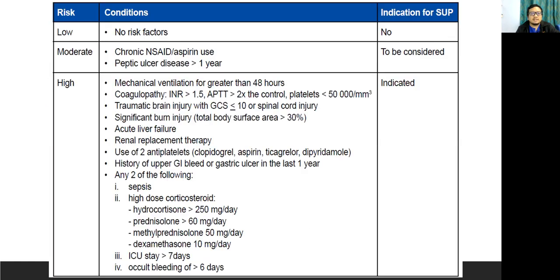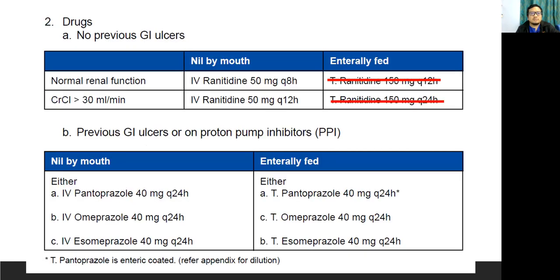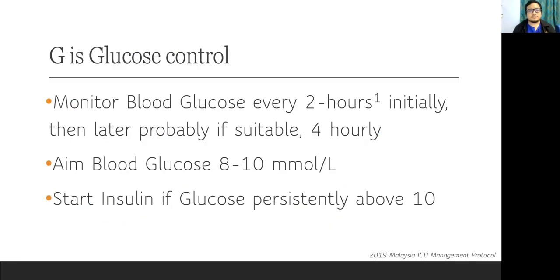Okay, these are the risk factors. So once patient have risk factors, which most of them do, then you can start ranitidine, IV pantoprazole, IV esomeprazole. We usually use IV pantoprazole in our ICU. When we de-escalate them to tablet, we de-escalate to tablet esomeprazole because it can be crushed and given through Ryle's tube. So next one is G, glucose control.